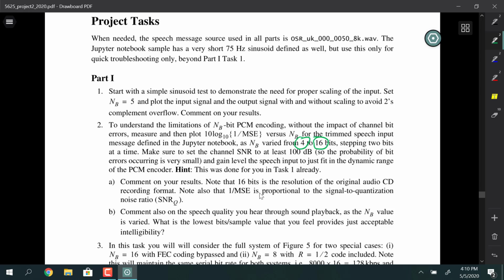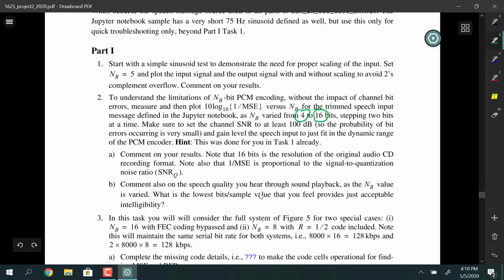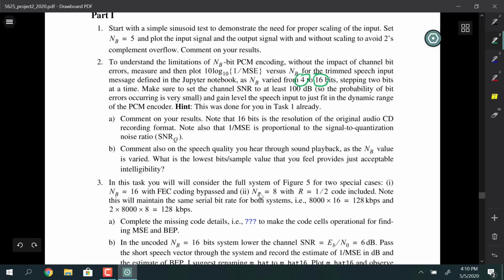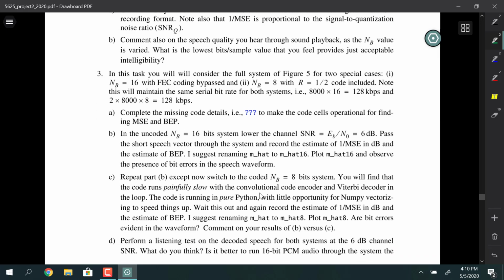So you start that process with A, and then the next thing you do is you do an experiment where you're going to play one of the speech vectors through, and you're going to change the number of bits to see how low you can go and still have it be intelligible. And then, so that's 1, 2, and then 3 is just playing around with coding. So you're going to put some coding in the system, and you're going to get the impact of additive noise in the channel now producing bit errors in addition to what the quantization noise is doing.